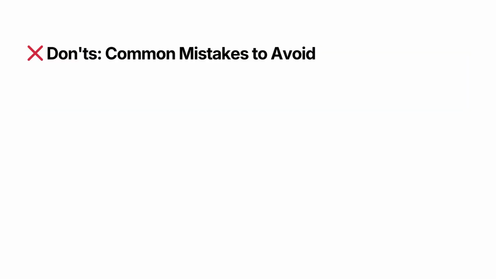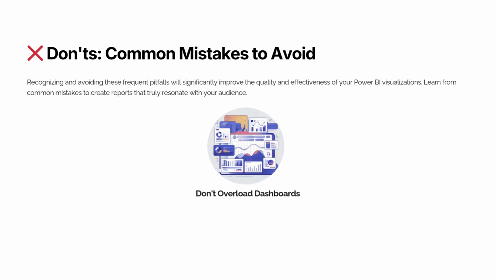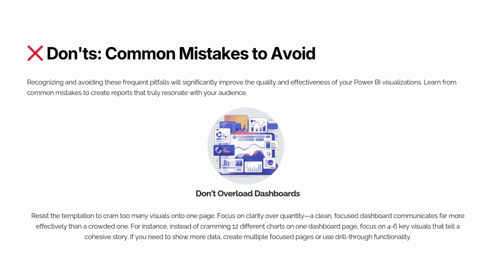Some common mistakes to avoid when designing Power BI dashboards. One of the biggest pitfalls is overloading your dashboards. Avoid the temptation to cram too many visuals into a single page. A clean, focused dashboard communicates insights far more effectively than a crowded one. Instead of packing in 12 different charts, aim for 4 to 6 key visuals that together tell a clear and cohesive story. If you need to present additional details, consider using multiple pages or enabling drill-through features.